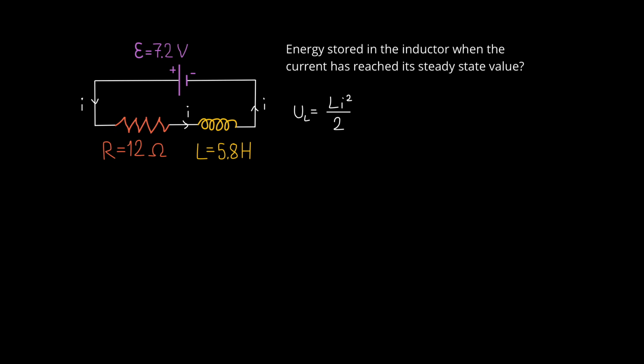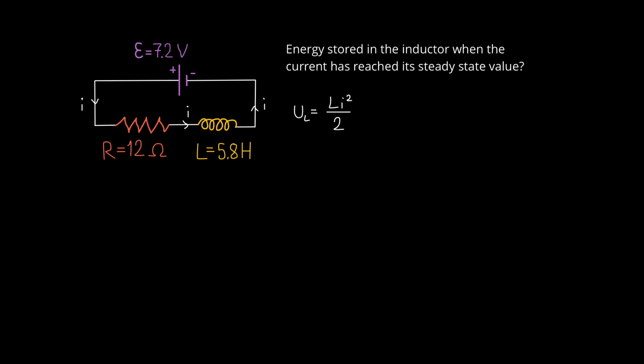What is the energy stored in the inductor when the current has reached its steady state value, which is the final value of the current? In its final value, the inductor will act like a short circuit and its current will be equal to the EMF divided by the resistance. And the energy stored in the inductor at any given moment is equal to L times I squared divided by 2, L being the inductance, I being the current in the inductor.